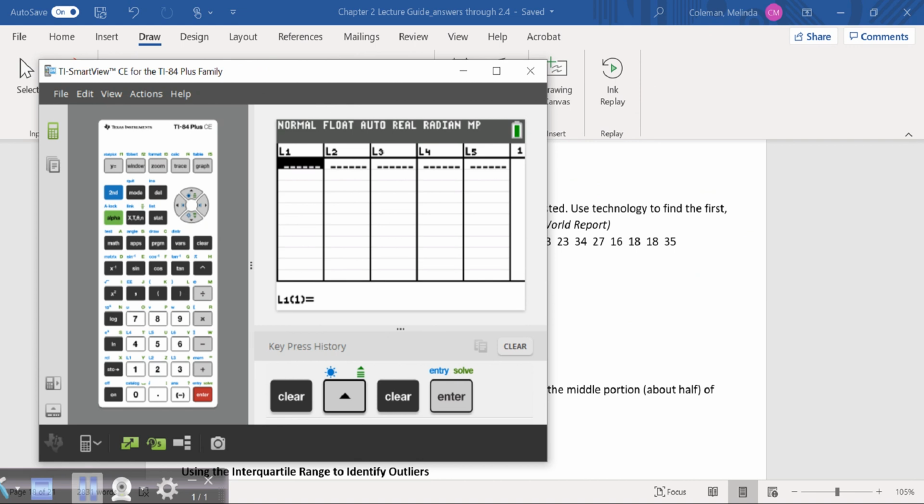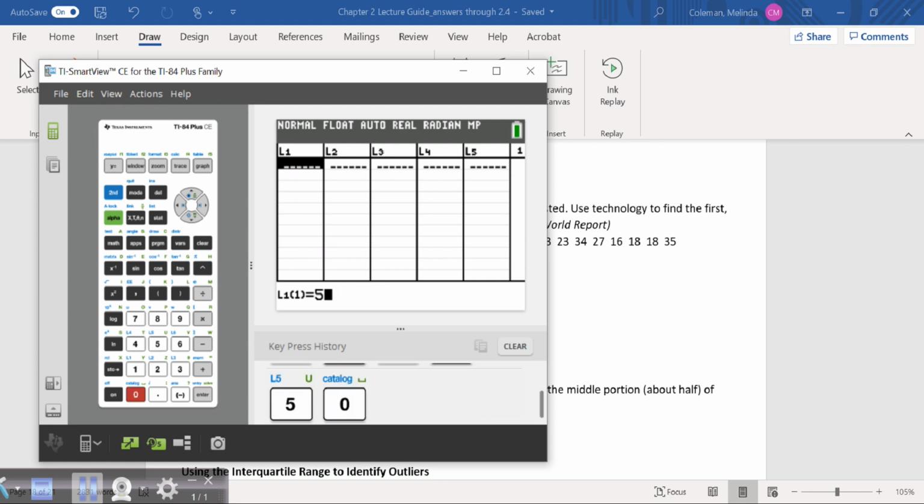So now I will enter all of the data. This is the tuition costs for the 25 liberal colleges. So 50. It's going to take just a second to enter this. 51, 49, 52, 51, 25, 41, 36.